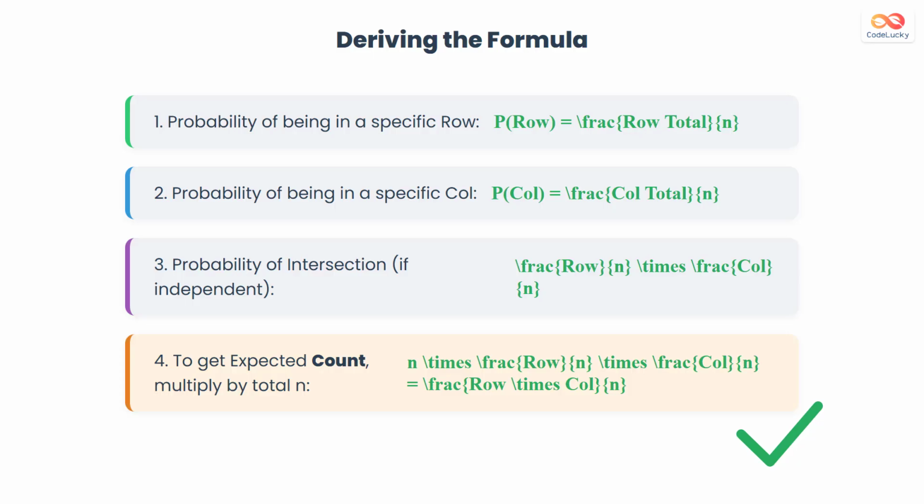So, here is how we get the formula. The probability of being in a specific row is the row total over n. The probability for the column is the column total over n. We multiply these to find the intersection probability, and then multiply by the total sample size n to get a count. One of the n's cancels out. We are left with row total times column total over n.